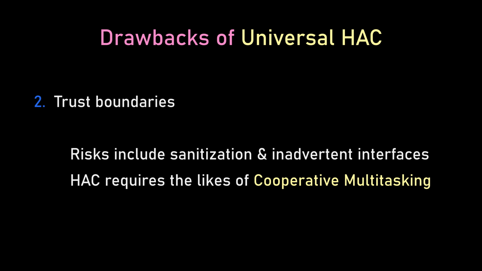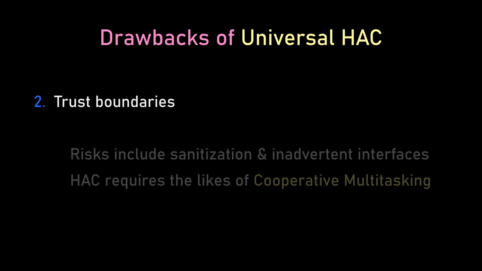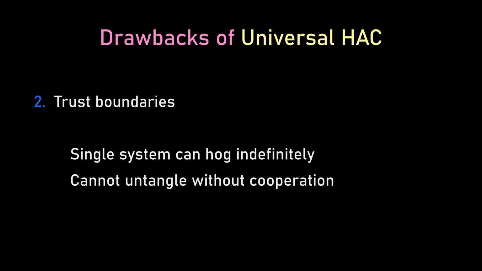In the case of HAC, there is a major requirement of cooperation across trust boundaries, surfacing as a critical barrier to universal HAC. Akin to the likes of cooperative multitasking, systems that follow HAC must be trusted to cooperate when it comes to transaction locking. They are required to manually give back control by committing or aborting operations that are in the prepared state. A single system can easily hog another system indefinitely, whether maliciously or due to an unintended error, by keeping a transaction in the prepared state.